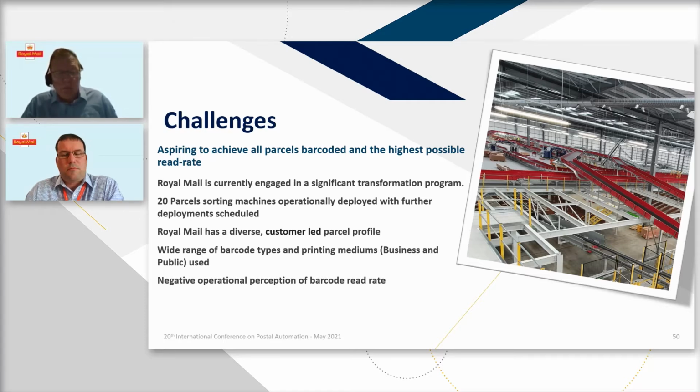Along with those additional 13 parcel sorting machines, we're also engaging in delivering 3 very large parcel sorting hubs at key locations around the UK, and the image on the right there is one of those parcel hubs. Royal Mail has a quite diverse, customer-led parcels profile, which means we accept a wide range of shapes of parcels in various mediums, sizes, shapes, packaging, and also printing technologies used by our customers, ranging from laser printers to bubble jets to very complicated thermal printing technologies.